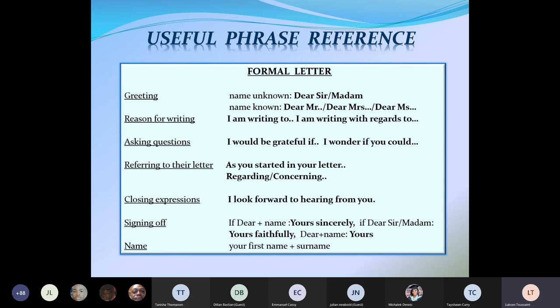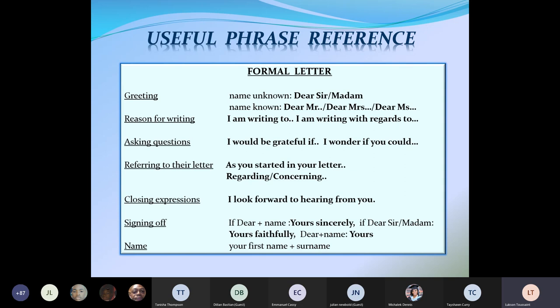Then you have your closing expressions, those clichés that we sometimes use, like "I look forward to hearing from you." As you produce your letters, we want to see statements like that, because that carries a very formal tone, and you'll find that in a lot of letters. Then we have, of course, the signing of the complimentary close as well.